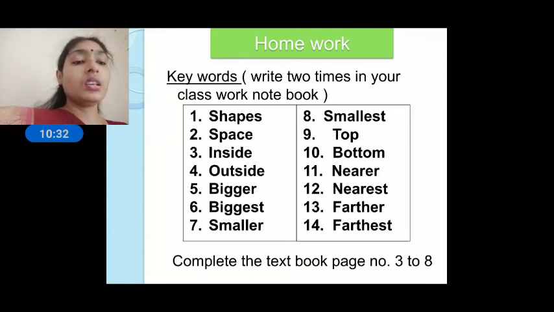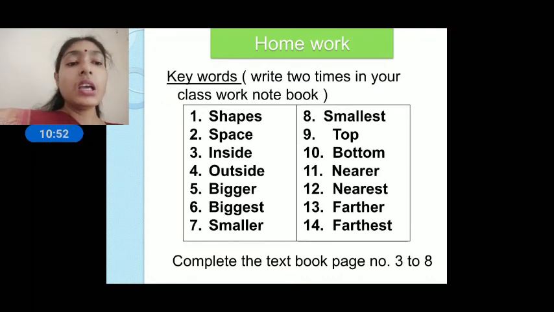Thirteenth one, farther. Fourteenth one, farthest. So all these keywords you will write neatly 2 times.